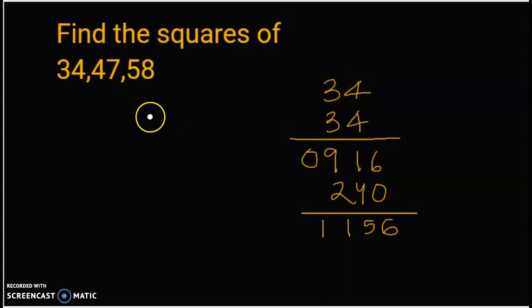34 square, you know already. So 34 consists of two digits 3 and 4. So write the square of 3, that is 9, and the square of 4, that is 16. And whenever you get a single digit as a result, you prefix it with a 0. So it will be 0, 9 and 1, 6.